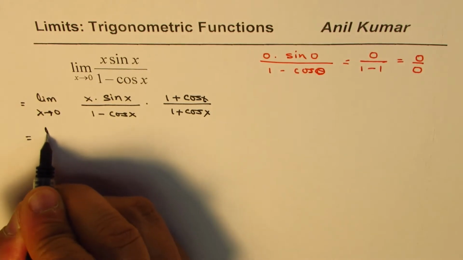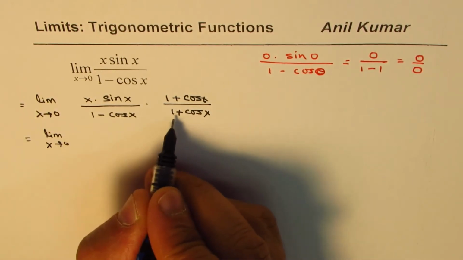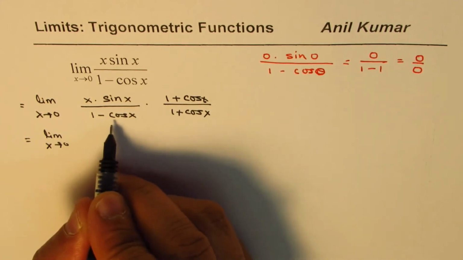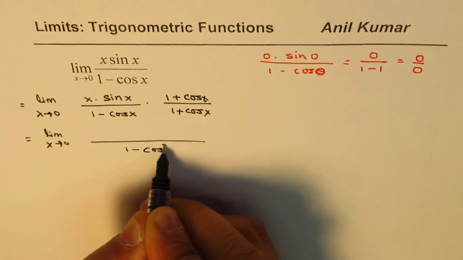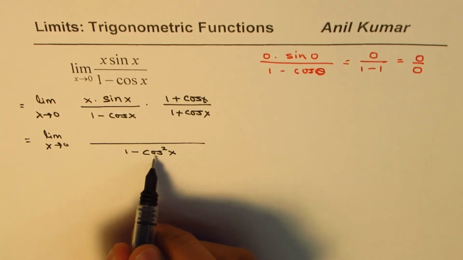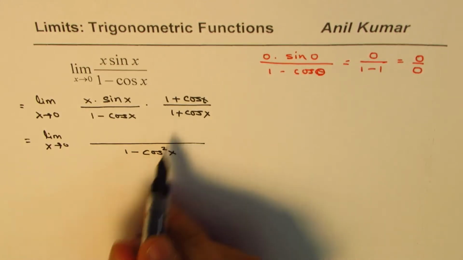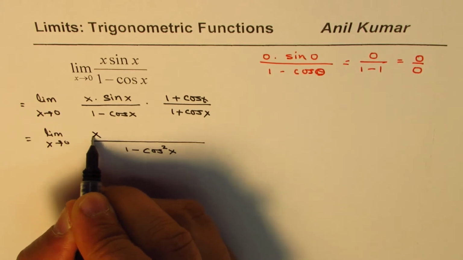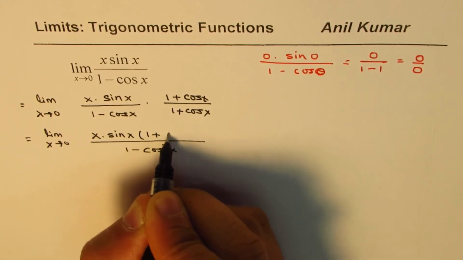In the denominator, we get 1 minus cos x times 1 plus cos x, which is 1 minus cos square x, which I hope you remember is sine square x. So that helps us to simplify. That's why we rationalize. The numerator is x sine x within brackets 1 plus cos x.